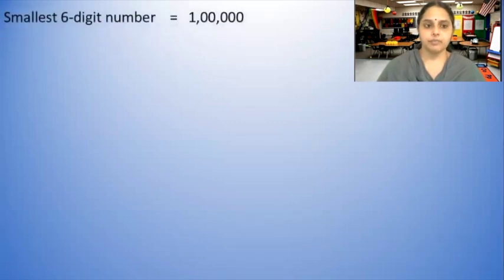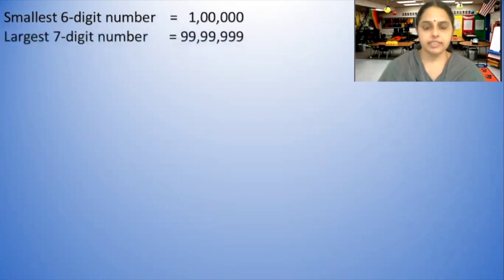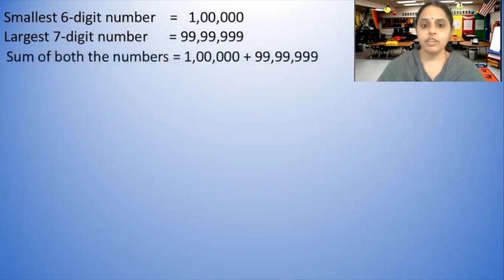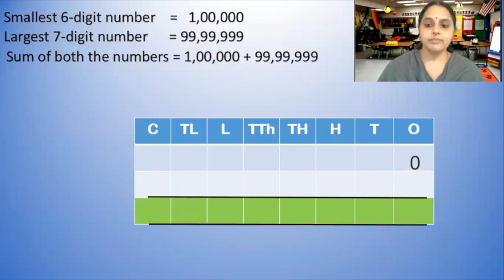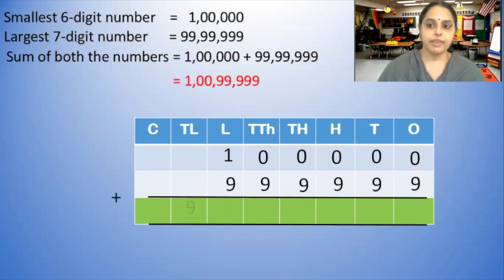So we have to definitely add and find out the value. So again we have to write the statements. Smallest 6-digit number is equal to 1 lakh. Greatest 7-digit number is equal to 99 lakh 99,999. And we have to find out the sum of both the numbers. So again, when we are adding, we will place them according to their place value. So I have placed both the numbers according to place value.